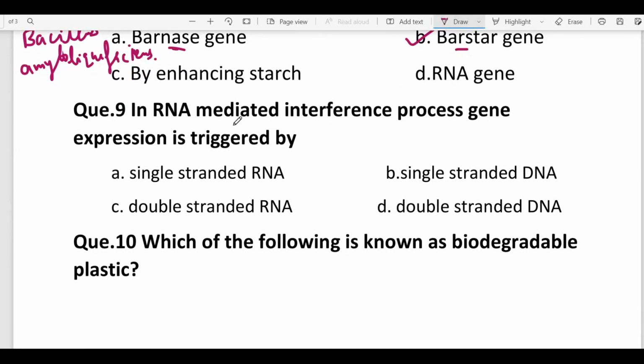Next question. In the RNA mediated interference process, gene expression is triggered by A single stranded RNA, B single stranded DNA, C double stranded RNA, D double stranded DNA. The correct answer is C. Double stranded RNA is used in RNA mediated interference gene expression. And this double stranded RNA is produced by the dicer enzyme.